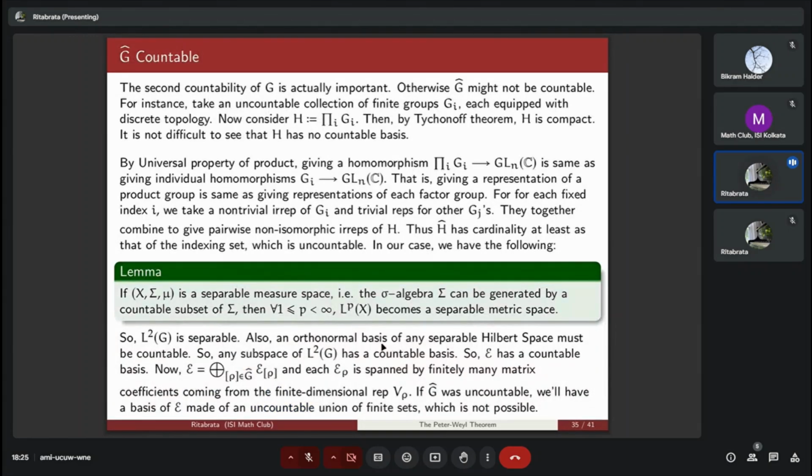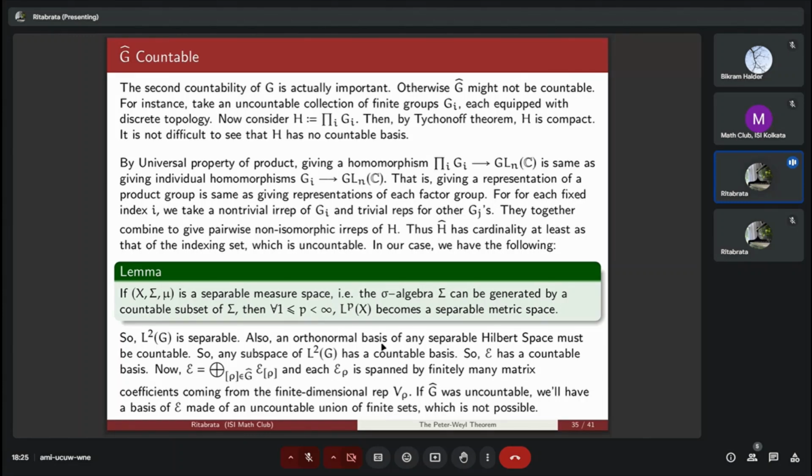The second countability of G is actually important. Otherwise, G hat might not be countable. For instance, we can take an uncountable collection of finite groups Gi, each equipped with the discrete topology, so that they are compact topological groups. We can take H to be the product group. By Tychonoff's theorem, an arbitrary product of compact sets is compact. So H is compact.